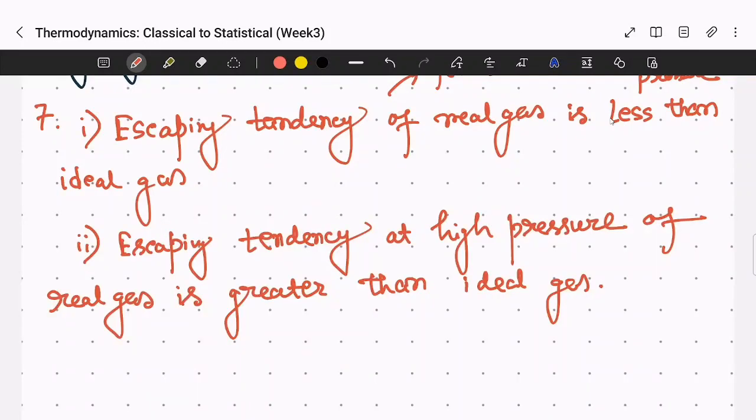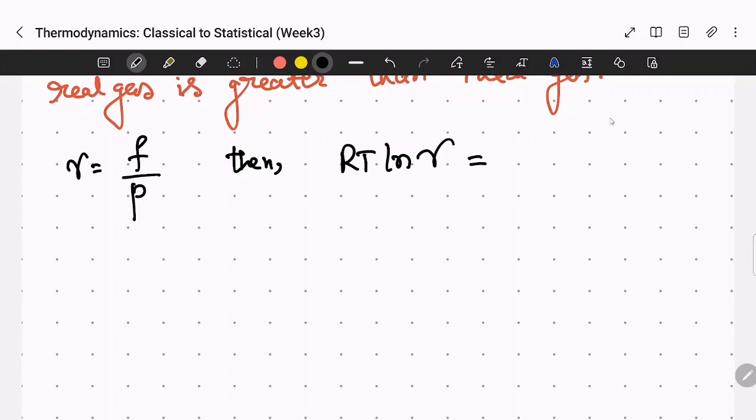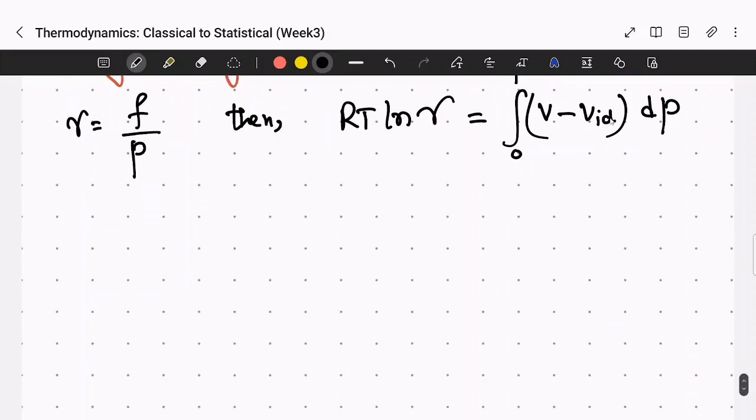Okay, for that we have to use, obviously, the fugacity part. We know the definition of fugacity: the fugacity coefficient is basically f by p. If it is f by p, then RT ln gamma should be equal to the integral from 0 to p of (v real minus v ideal) dp. So this is our fugacity equation. Gamma is the fugacity coefficient, not fugacity. F is the fugacity. Okay, so now we can write it. Z is the compressibility factor.